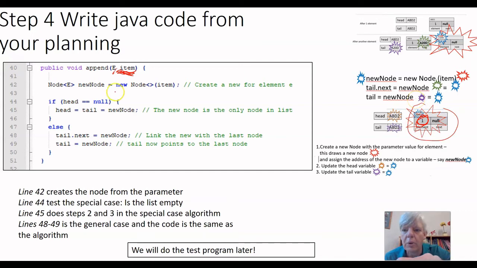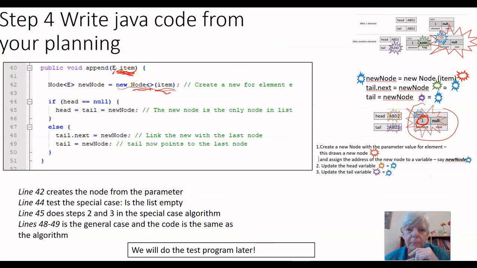So what does it actually do? If I ask you, explain in your own words what line 42 does. It creates a new node. Therefore, it calls the constructor of the node class. The parameter for that constructor is item. Where does it get item?